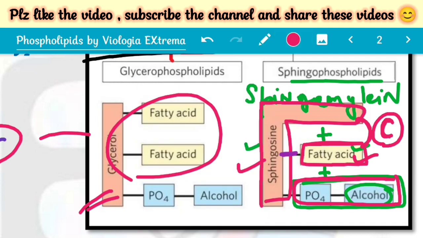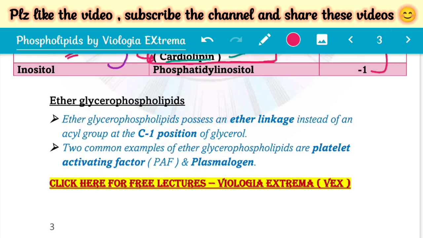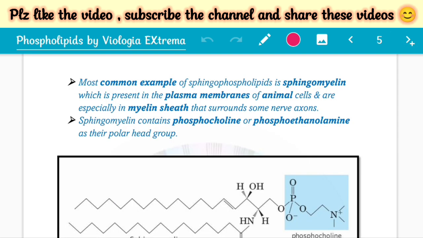And the polar head group is attached to the sphingosine alcohol with the usual phosphodiester linkage. This is the same. Clear? So the fatty acid can be saturated or monounsaturated, meaning only a single double bond is allowed if it is unsaturated. It cannot be polyunsaturated.